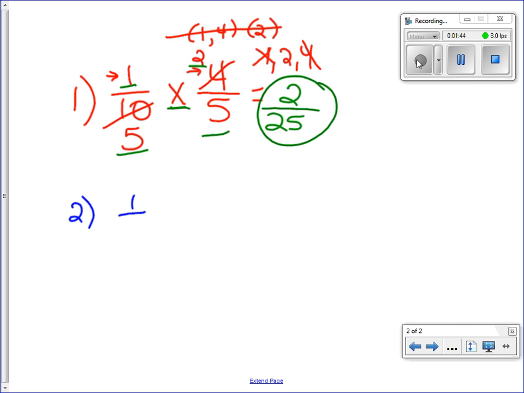Number 2 is 1/2 times 8/10. Again, the 1, we want to leave it alone. I'm going to go to the 8. 8 and 2 can both be divided by 2, but so can 8 and 10. It doesn't matter which one you choose, just choose one. So I'm going to divide the 2 and the 8. Both of these can be divided by 2. 2 divided by 2 is 1. 8 divided by 2 is 4.